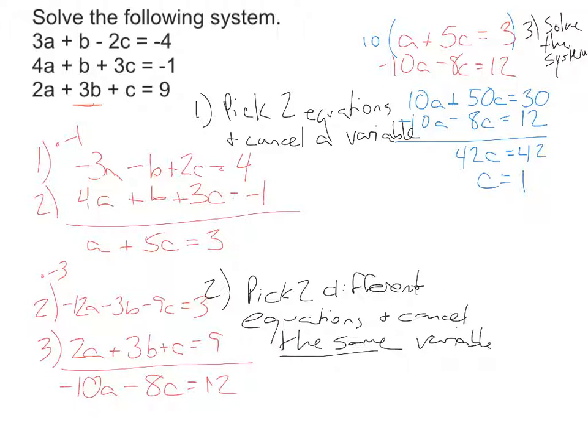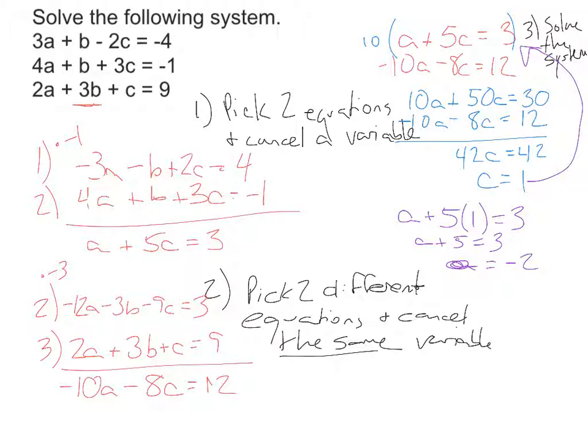Now I can take this information and I can bring c up to one of these equations and figure out what a is. So I'll use the top equation. A plus 5 times 1 equals 3, or a plus 5 equals 3, so a is equal to -2.